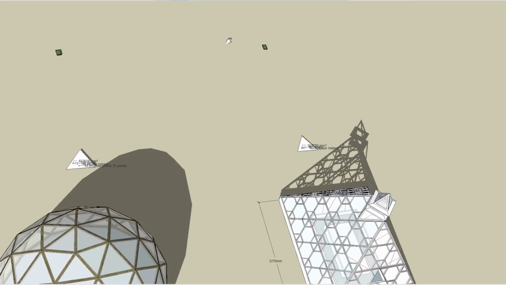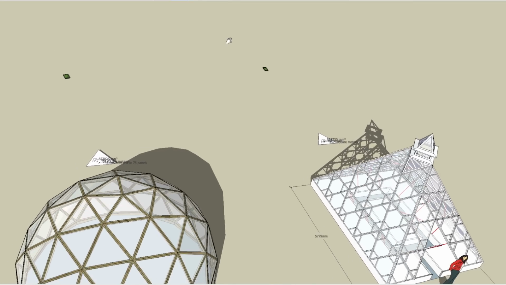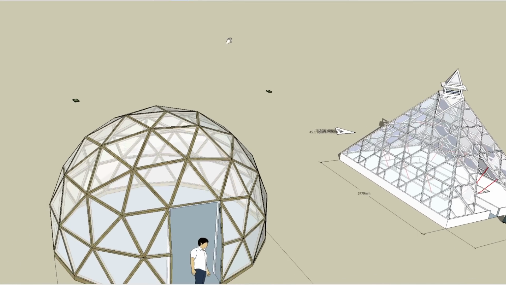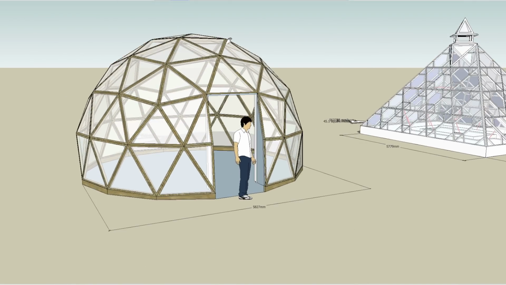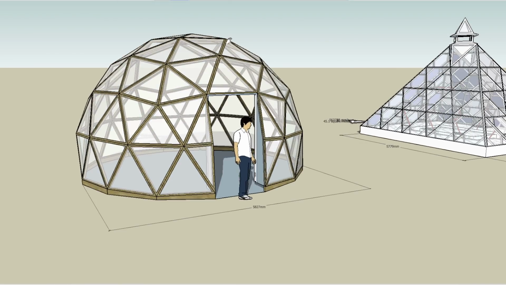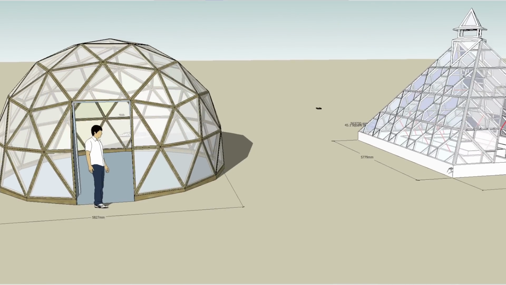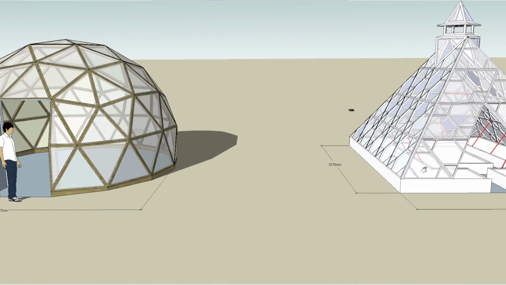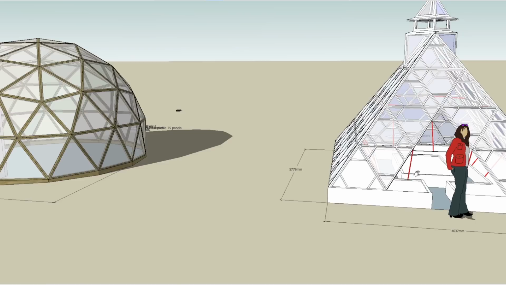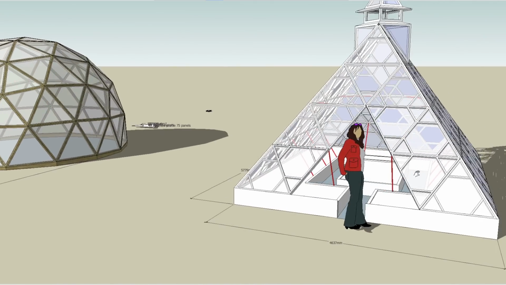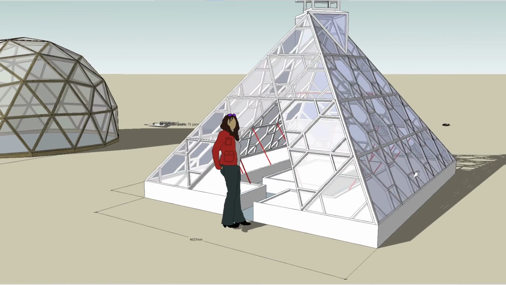So the dome in effect has a larger surface area than the pyramid. So that's the first difference. However, the dome also has vertical sides. Let's look at the pyramid, and that has sloping sides. So you won't get the growing headroom in the pyramid. That's probably why it has a lower surface area.